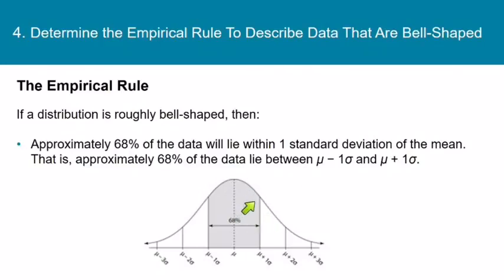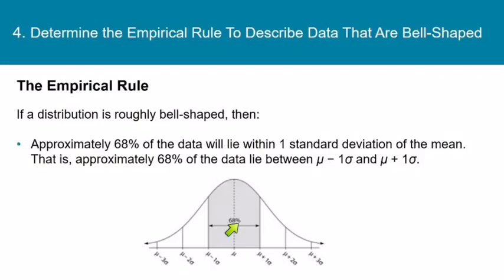That is, that's where the curve changes direction. And the reason I bring that up is that the inflection point marks the place where we will find mu plus 1 sigma, and on the left side mu minus 1 sigma. So the empirical rule tells us that about 68% of the data will lie between mu minus 1 sigma and mu plus 1 sigma. Now take a look at the shaded area here.